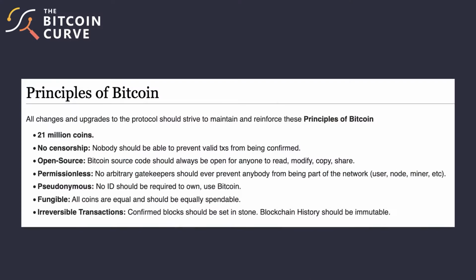Another example. So if you go to bitcoin.it, they've got a wiki and they've got a page specifically called Principles of Bitcoin. And they define these principles as being 21 million coins, no censorship, open source, permissionless, pseudonymous, fungible, and irreversible transactions.